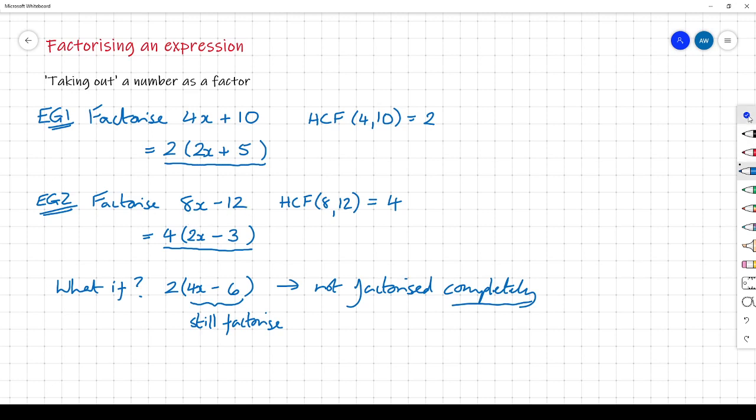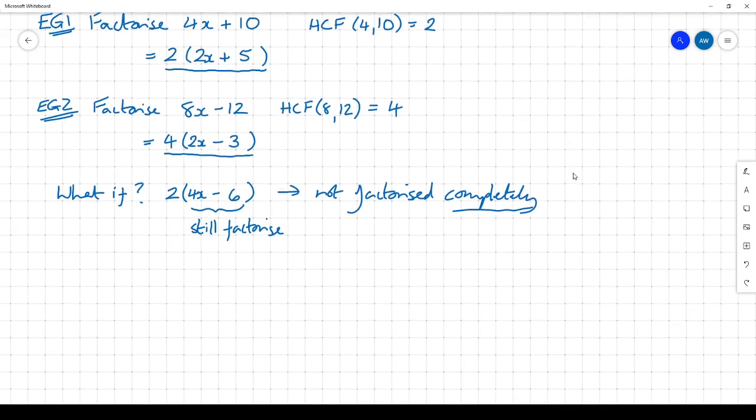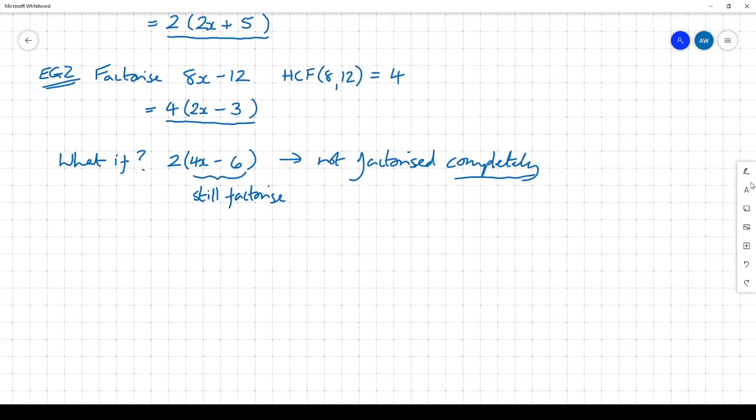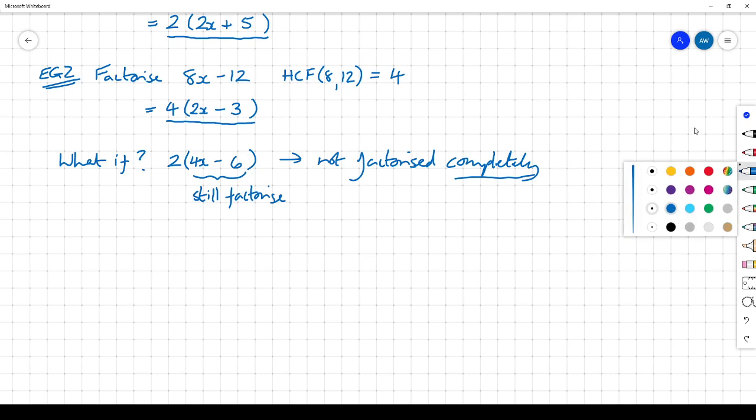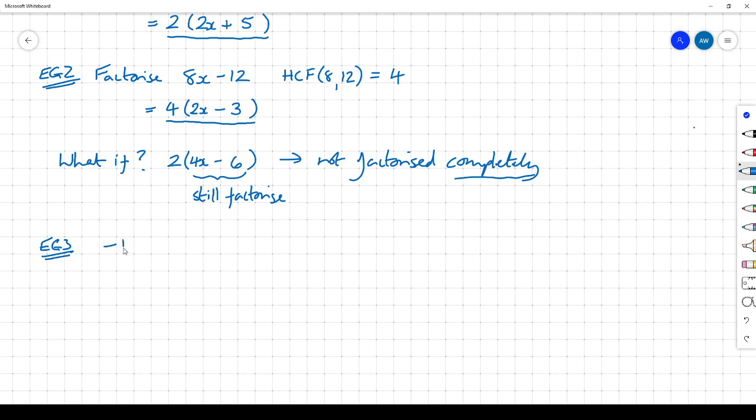Okay, just going to move this up. We're going to do a couple more examples. So I hope that makes sense. All right, and when we look at a few more examples, hopefully you understand it even further. So here we go. Example 3. I'm not going to write the word factorise now because we know that's what we do in every single question. So this time we're going to look at minus 10a plus 15.